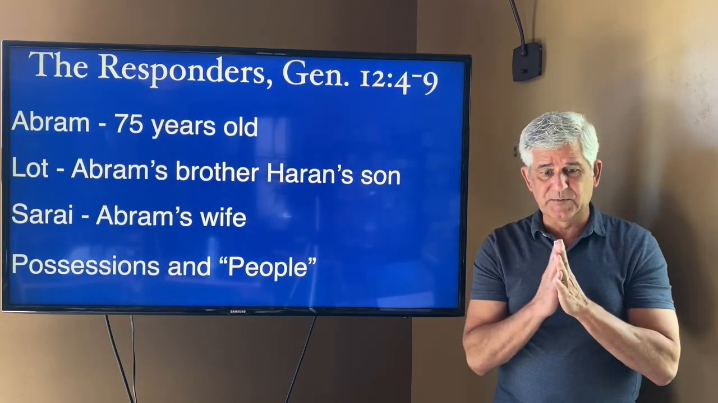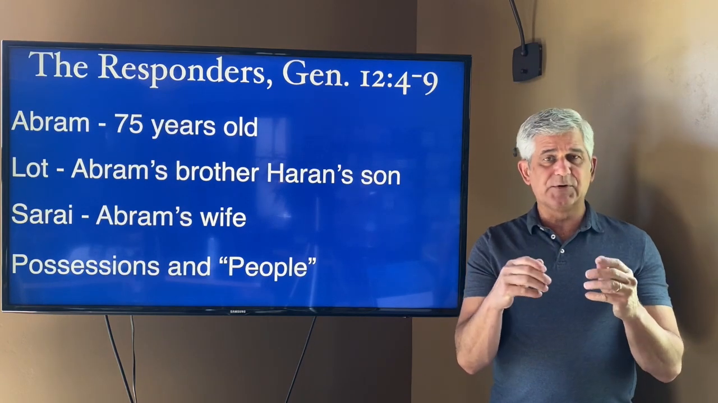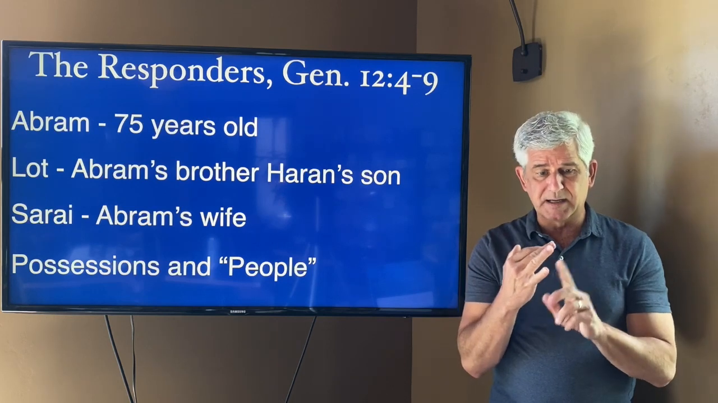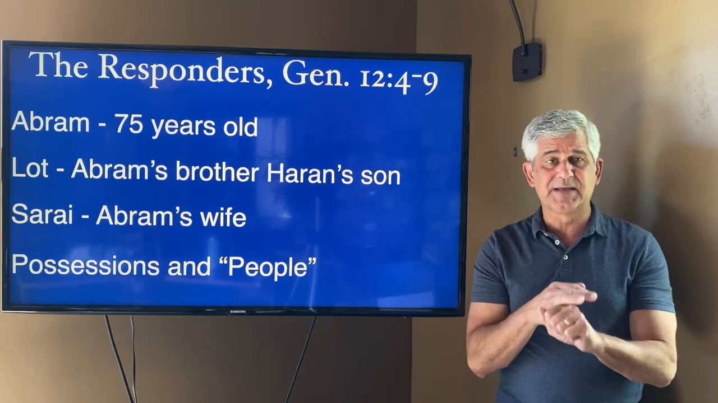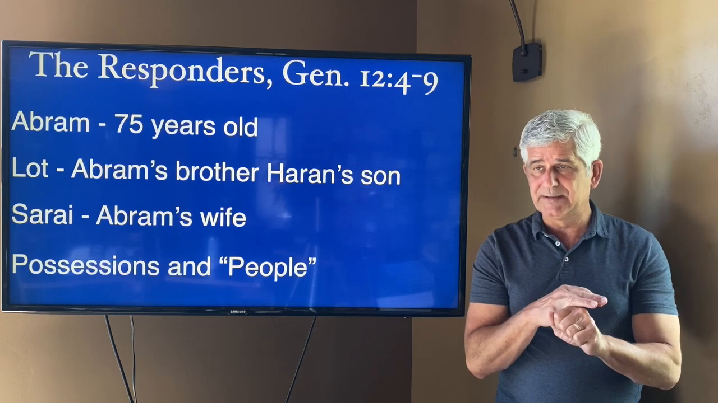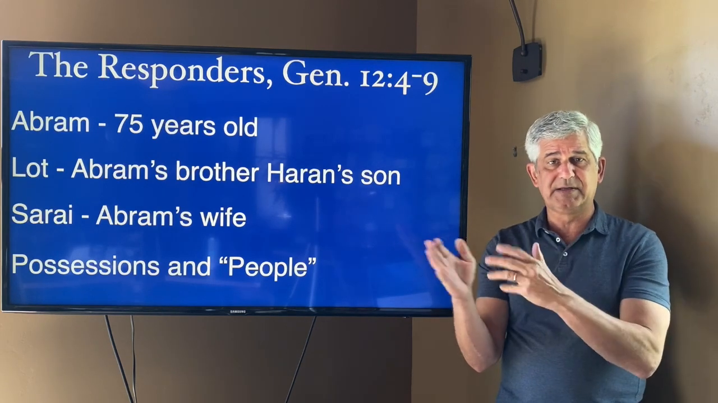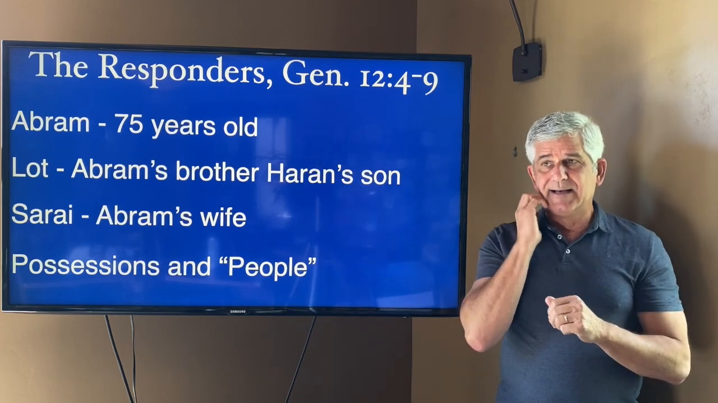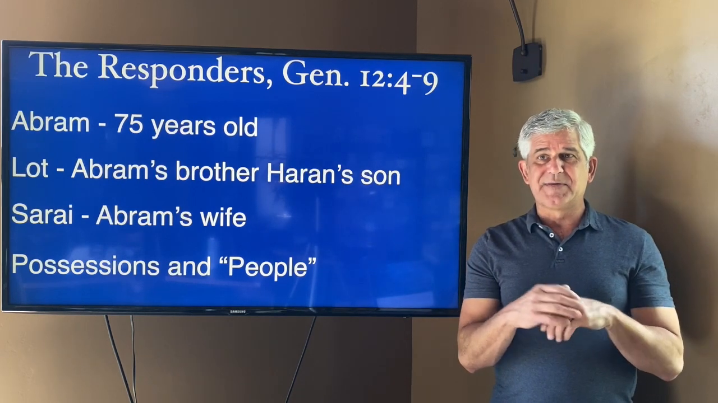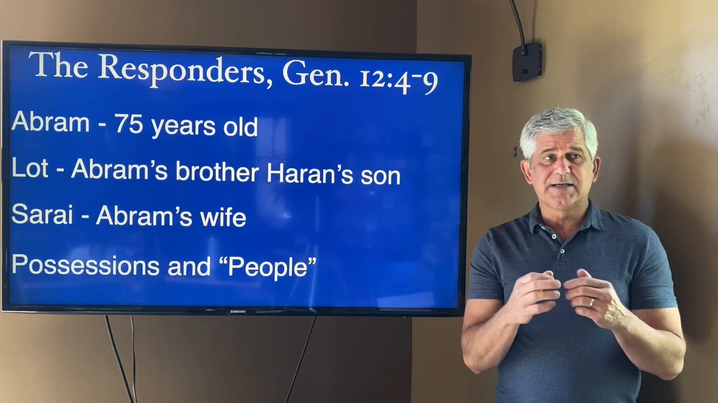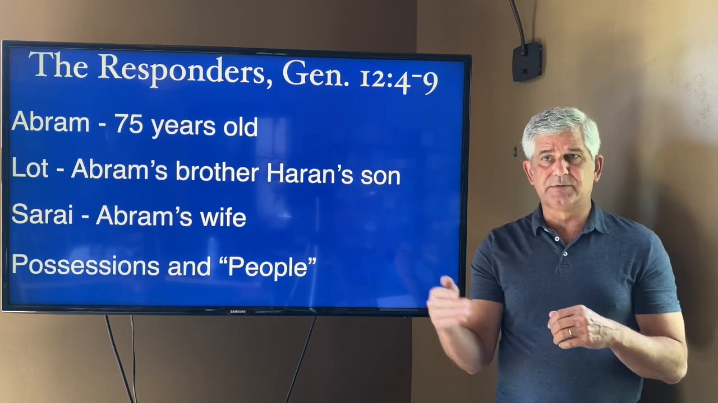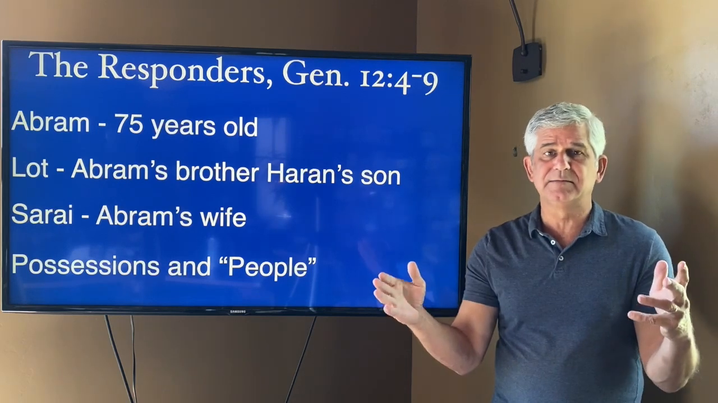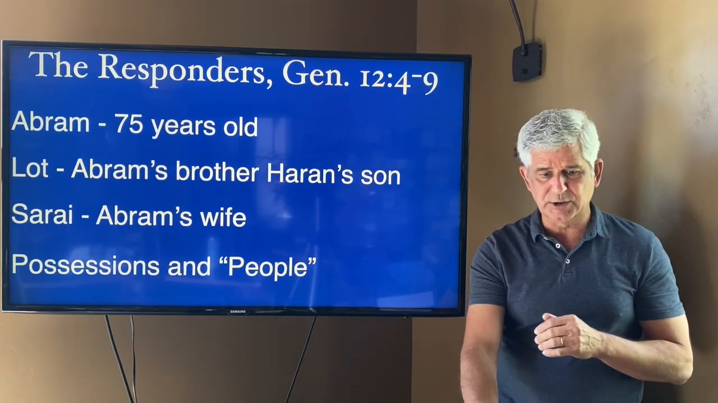But then we have verses 4 through 9. And in verses 4 through 9, we see the response. And the first thing we want to look at are the responders. You have Abram. He's 75 years old. That sounds like a senior citizen in our thinking. It's not in this story. We're told back in chapter 11 that Abraham's father, Terah, had children when he was 70 years old. So this is a childbearing sort of age here.